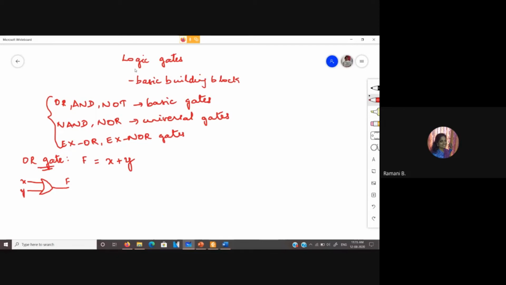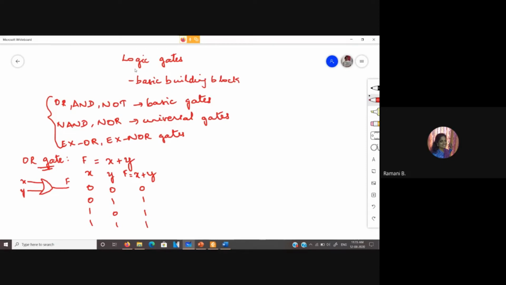So with respect to this OR operation, just like what we saw over there in the OR operation or the plus operator. With respect to X and Y, if you perform the OR operation, you have 0, 0 as 0, 0, 1 will give me a 1, 1, 0 will give me a 1, and 1, 1 will give me a 1.